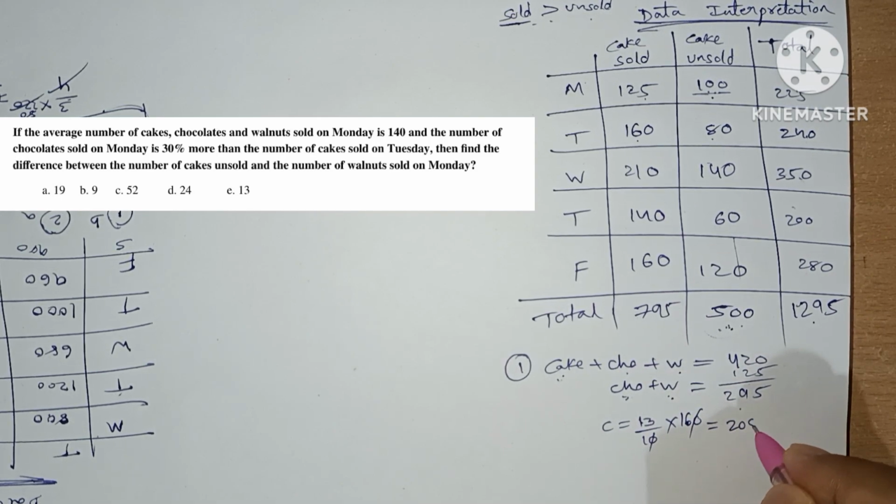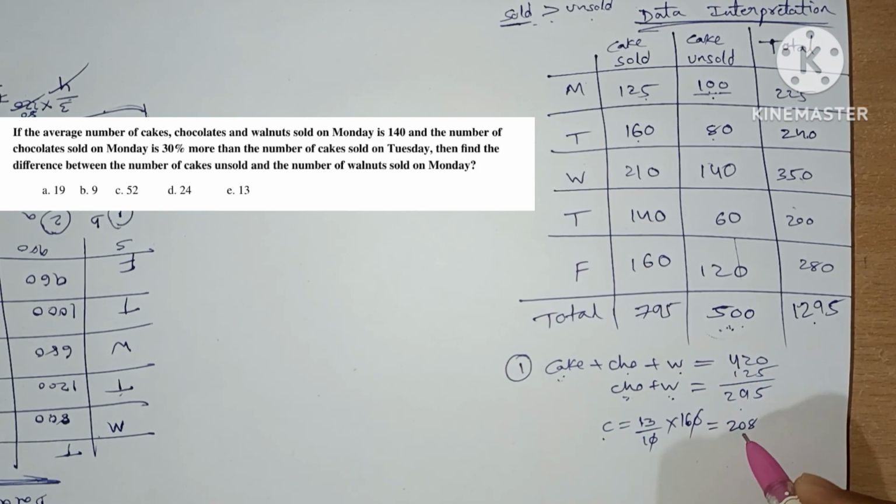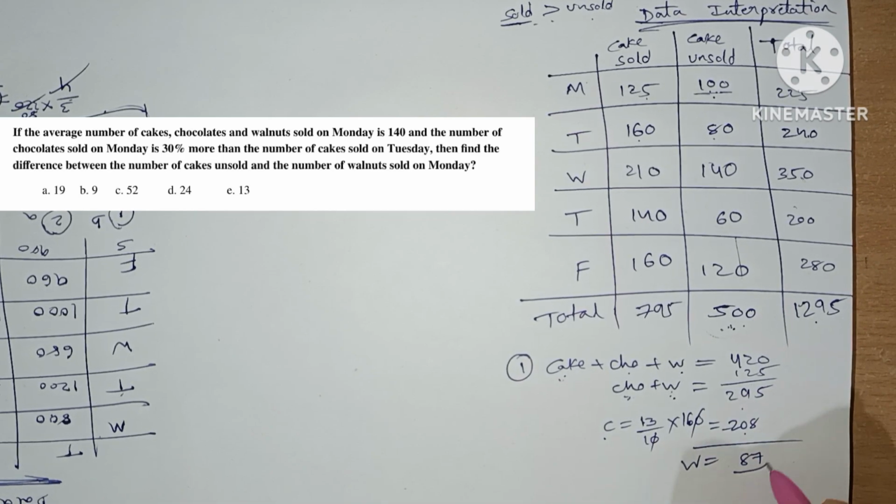208. So the chocolates value we got is 208. The walnuts left is the difference between these two, which is 87.